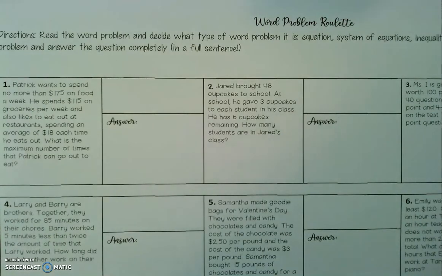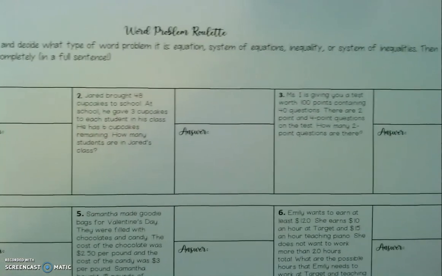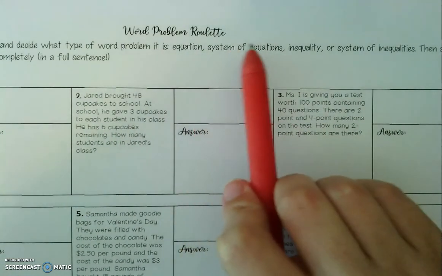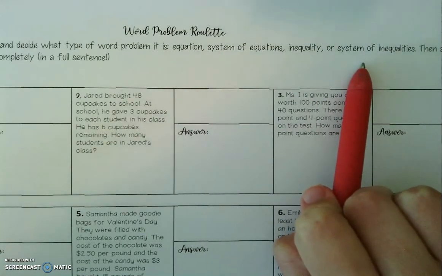This video is to help us go through the word problem roulette and just figure out the type of problem and then write our answer in a full sentence. So just as a recap, the types of problems that we are looking at are an equation, system of equations, inequality, or systems of inequalities.